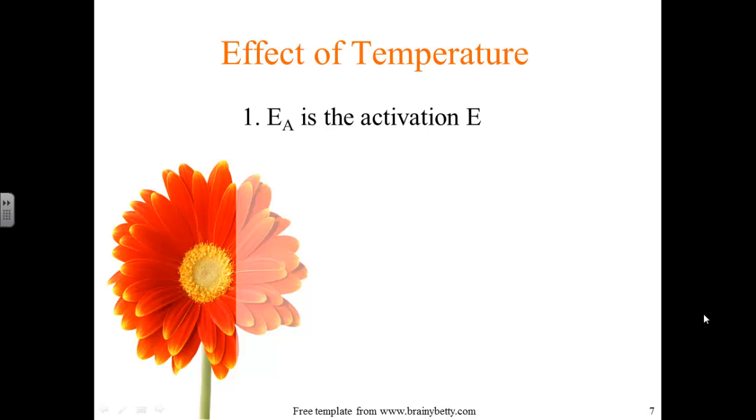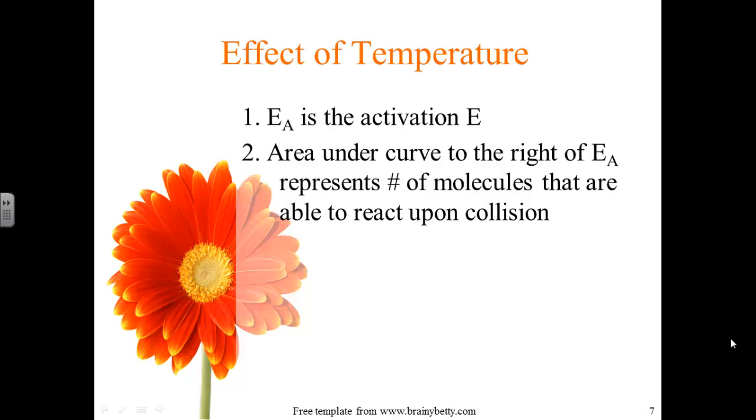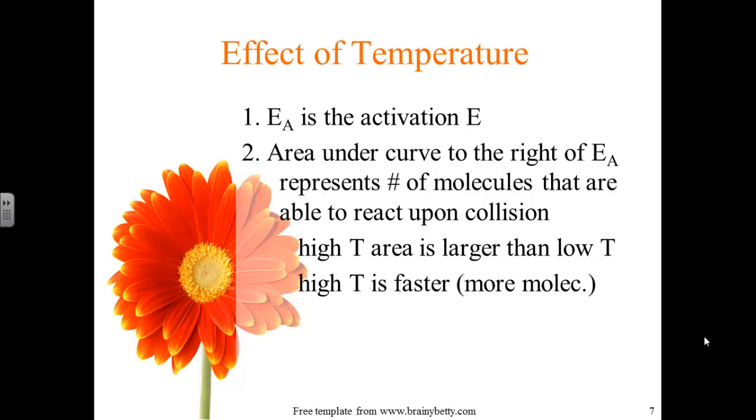So let's write down what we just talked about. The symbol E subscript A is the activation energy. That's the minimum amount of energy needed. The area under the curve to the right of the activation energy, that was the shaded part, represents the number of molecules that are able to react upon collision. The higher temperature area is larger than the low temperature area because the higher temperature is faster, because it has more high energy molecules that have more high energy collisions.